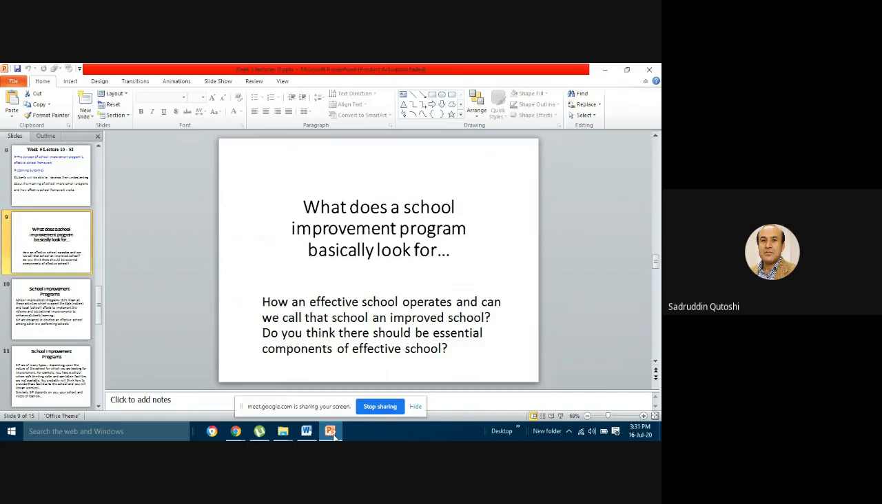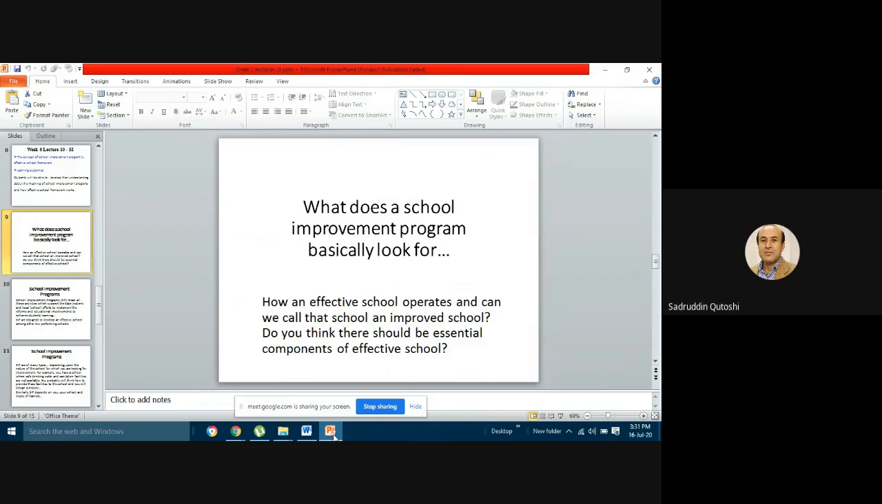To understand this concept, we need to understand some essential components of effective schools. What are the essential components of those effective schools? How do those components play a significant role in effective schools? Why are some schools effective and some schools not effective?